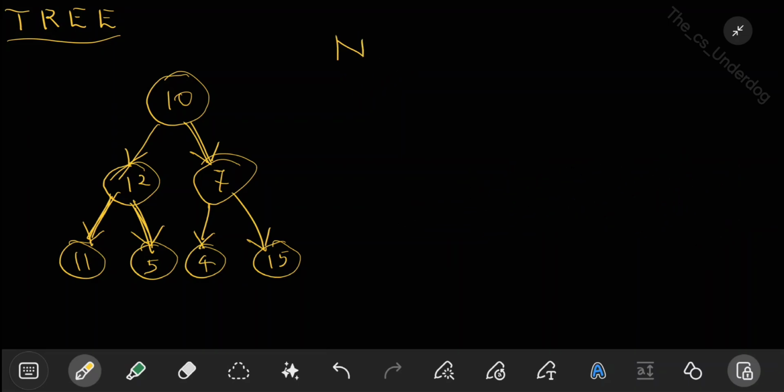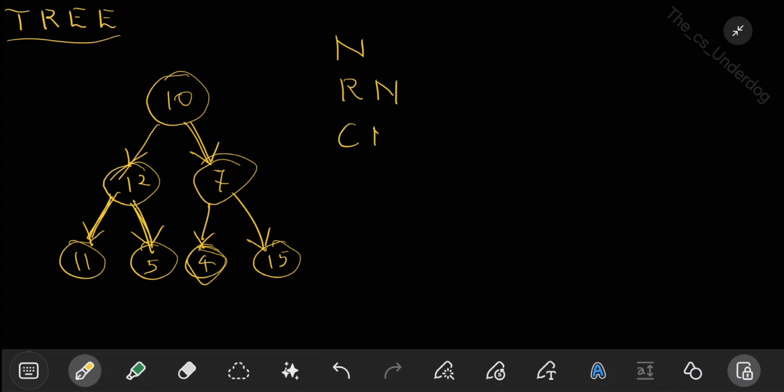The next concept is the root node. The root node is the node on top. This is called the root node. The speciality of the root node is that it will not have any parent. This will be the top node. Take any other node in this tree, it will have some other node as its parent. If you take node 4, 7 is the parent. If you take node 7, 10 is the parent. But the root node will not have any parent.